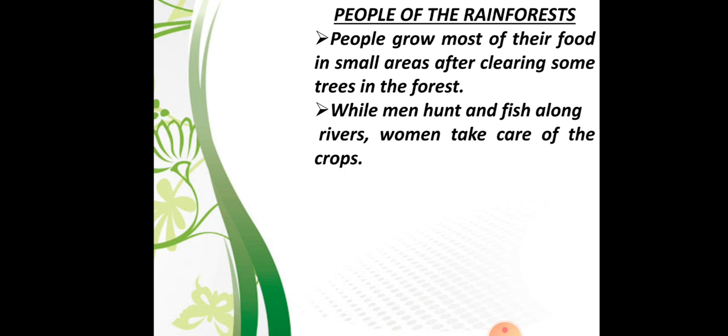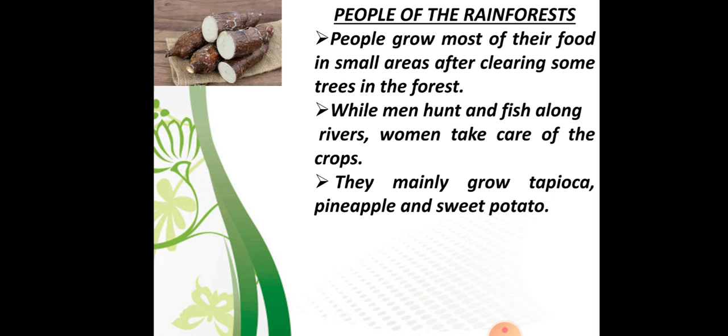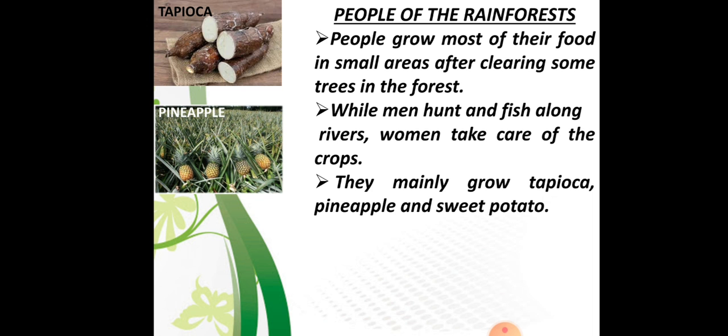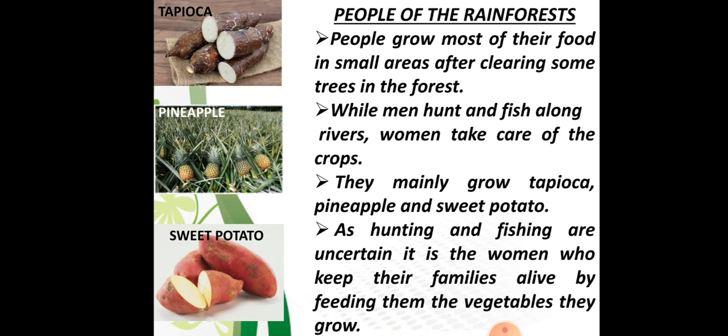Now, let us talk about the people of the rainforest. People grow most of their food in small areas after clearing trees in the forest, while men hunt and fish along the rivers. Women take care of the crops. They mainly grow tapioca, pineapple, and sweet potato. Here is the image of tapioca, pineapple, and sweet potato.